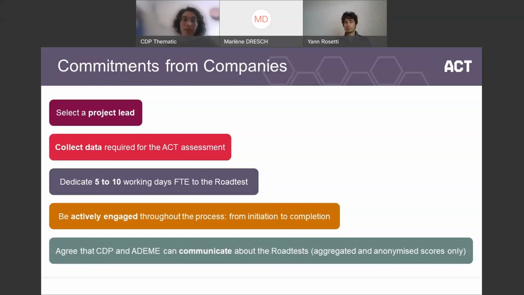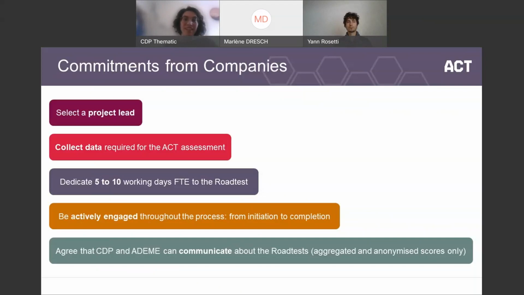And then we estimate that the time we require is between 5 to 10 working days for the road test, and that includes the data collection process as well as taking part in the meetings. And maybe one thing to mention is that we have seen that companies that do report to CDP can usually spend a bit less time on that data collection because they have a lot of it already readily available.